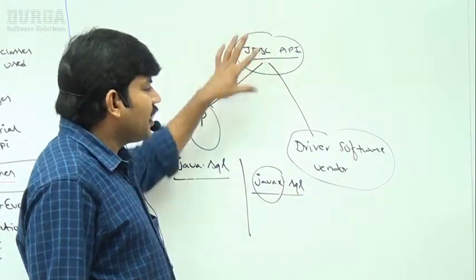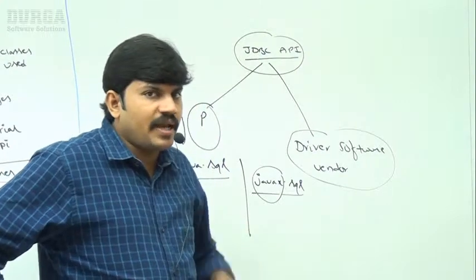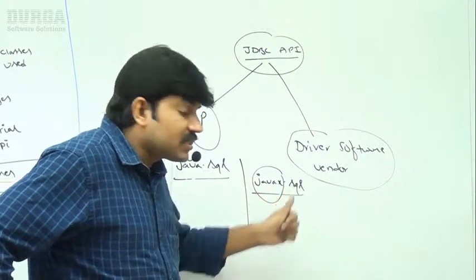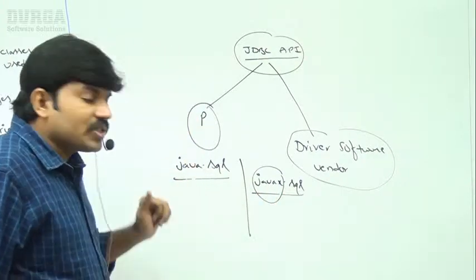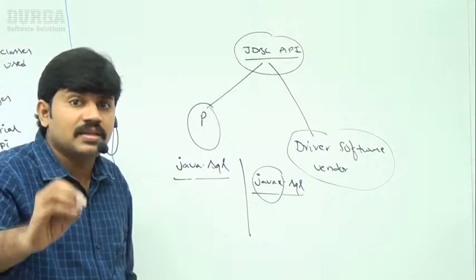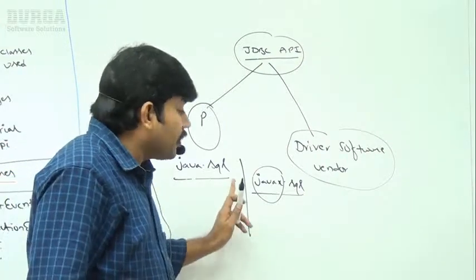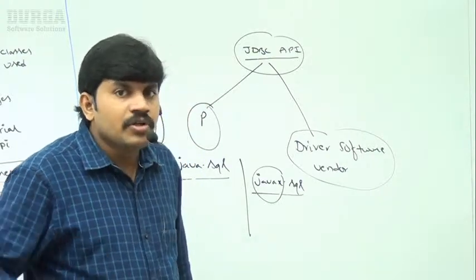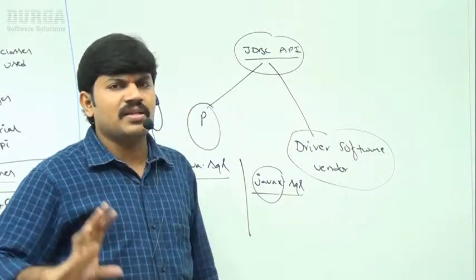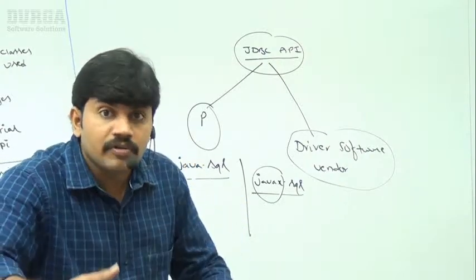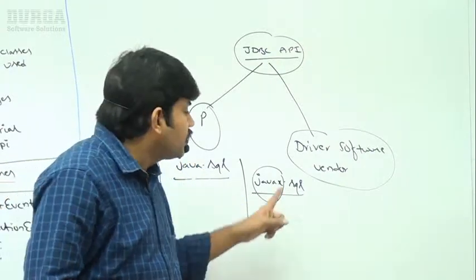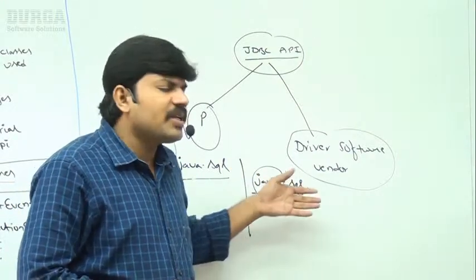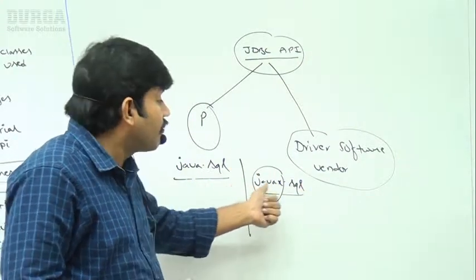So the JDBC API defines how many packages? Two packages. What is the first one? java.sql and javax.sql. The java.sql package contains basic classes and interfaces which can be used for database communication. The javax.sql package defines several more advanced classes and interfaces which can be used for database communication. Clear, right? Okay. This is basic JDBC, and this is advanced JDBC, you can consider.